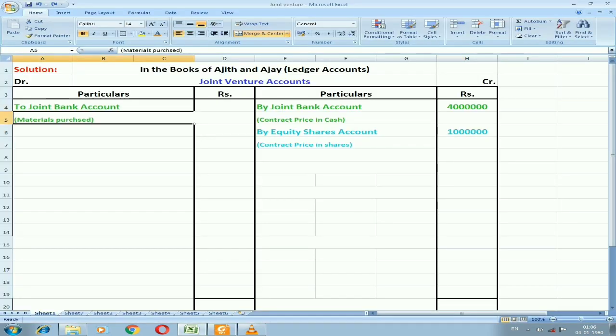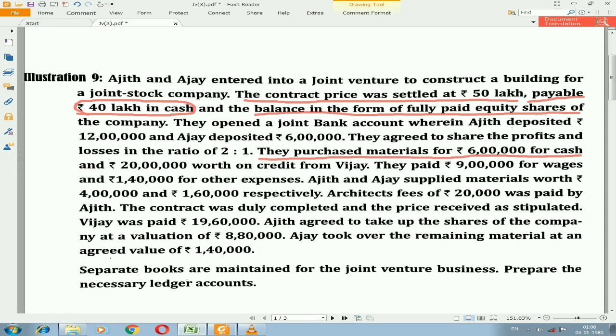So it is an expenditure. We are supposed to record in the name of joint bank account because they have not given any individual name on that. They have done collectively. That is the reason joint bank account with 6 lakh, and 20 lakh worth on credit from Vijay.